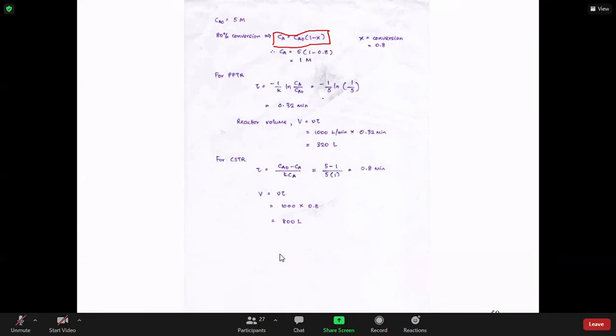And then this is the solution for example 2. You need to find the concentration at 80% conversion. So again, you remember this formula. This is the first order. And then you solve this, you got 1 mole per liter. And then for space time, just use this formula, and you got the answer.